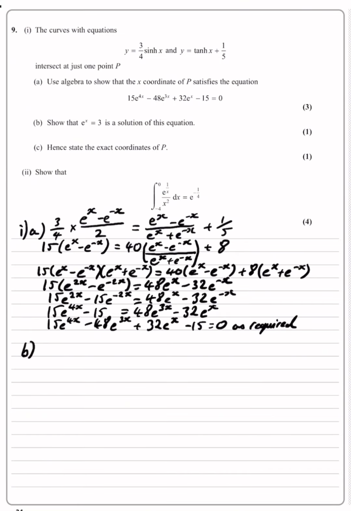For part B, I've decided to factorize (e^x - 3) out of the disguised quartic. So we get (e^x - 3) lots of (15 e^3x - 3 e^2x - 9 e^x + 5), and that's equal to 0. Therefore, e^x = 3 is a solution.